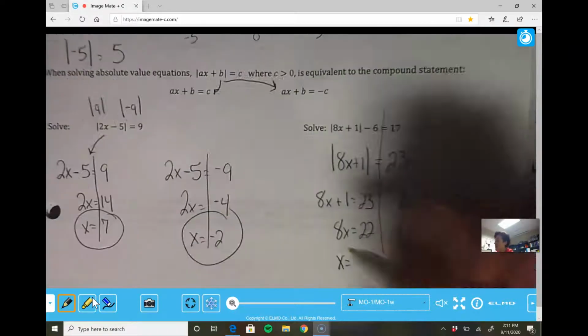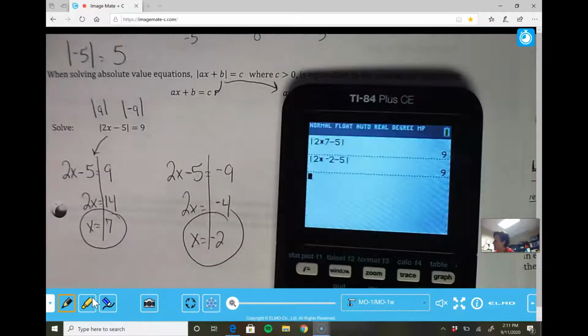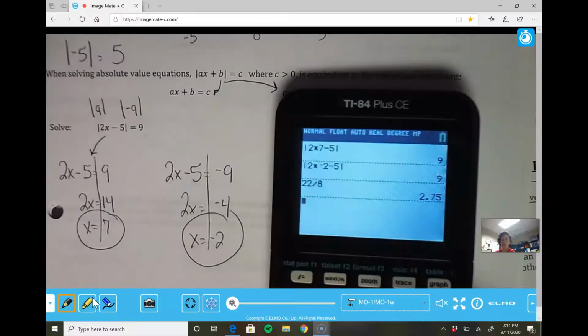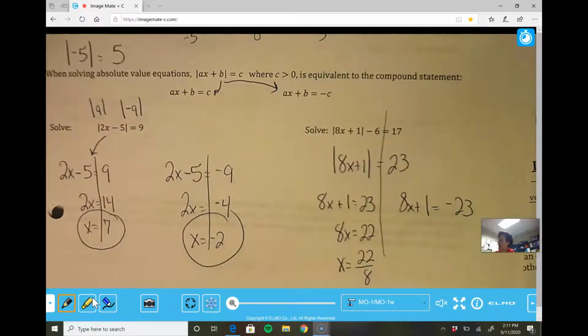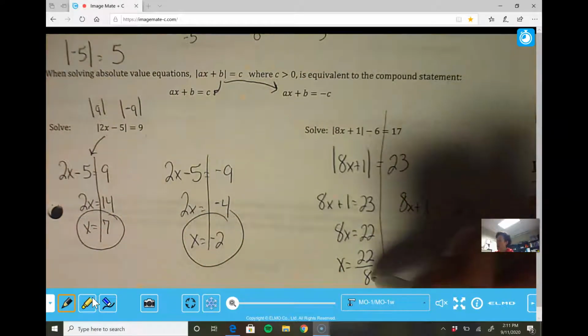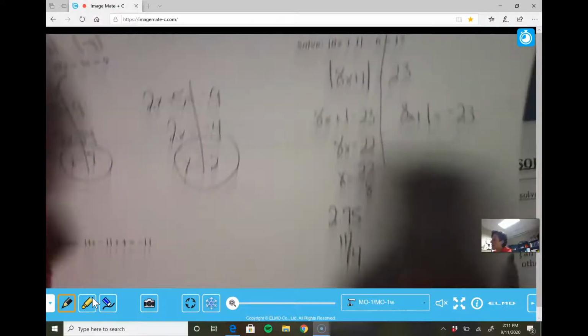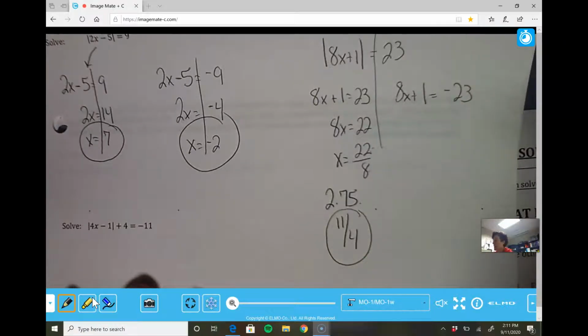And then as far as your answer goes, you can leave it as a fraction. You can also take that 22 divided by 8 and get the decimal. You could also tell your calculator to simplify that fraction for you. I'm pressing math again, and it's 11/4, and that happens because I divide both of these by 2 to get to 11/4. So what's the best answer? The fraction and the simplified fraction is really the best answer.